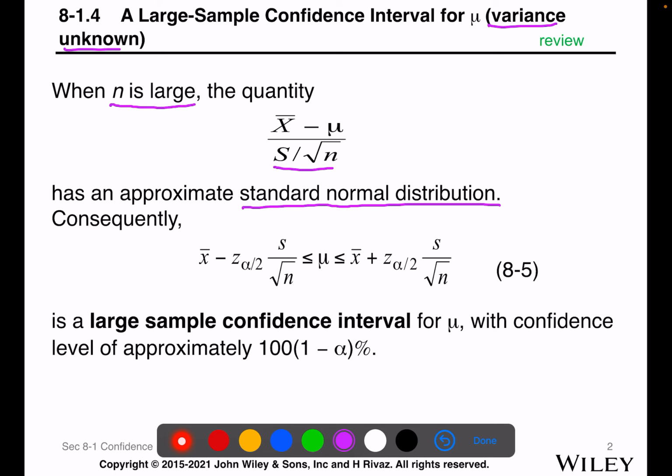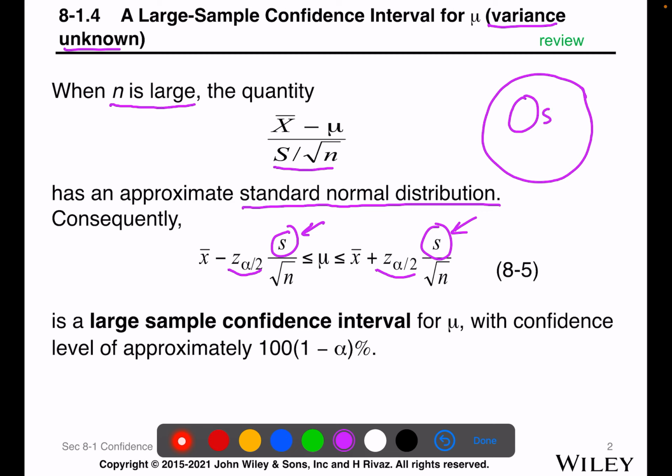The most important thing here is that we use z, and z is from the normal distribution. But here, since we don't know sigma, we use s instead of sigma. Otherwise, this equation is exactly the same as the previous slide. The only difference is that here we have s. In the previous slide, we had sigma. And if you remember the difference between s and sigma, s is the standard deviation of our sample. Sigma is the standard deviation of the entire population.